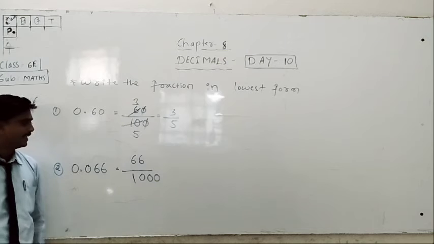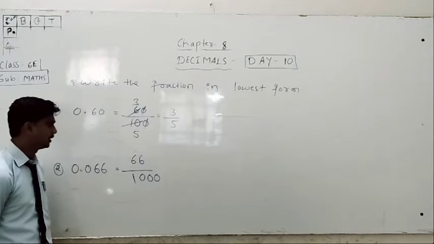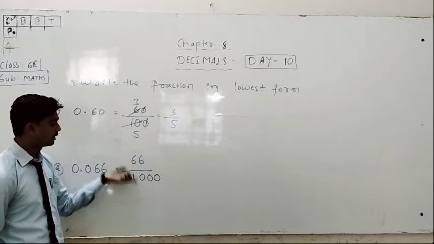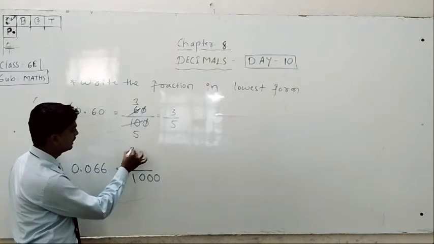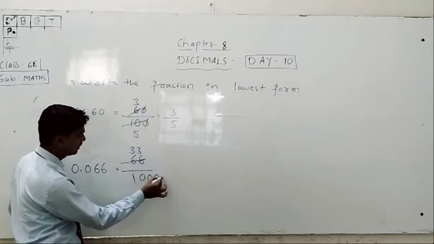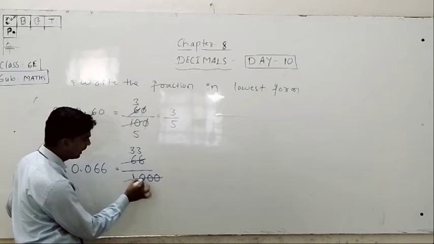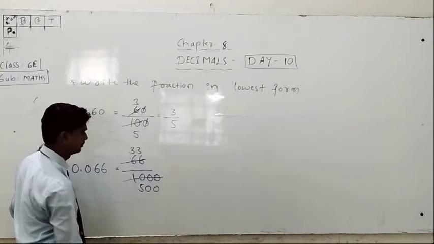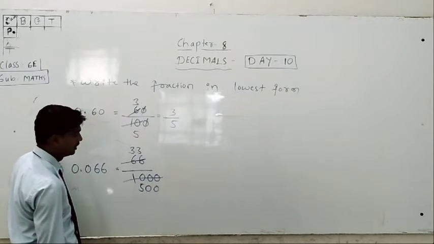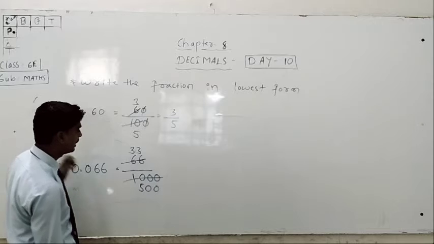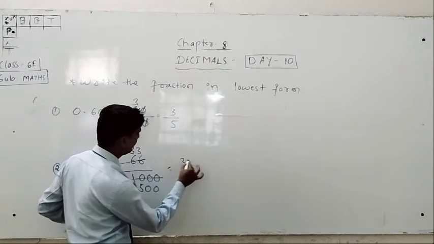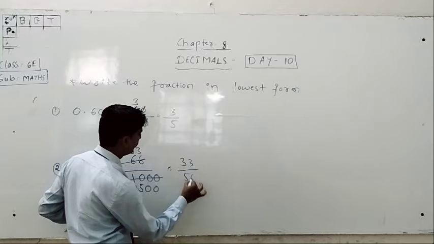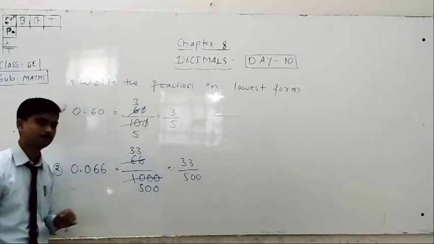Yes or not? Then you should search which table has this number. The 2's table. 2 3's are 6, 2 3's are 6, 2 5's are 10, 0 0. Then you have to take another number, the next number. Then you have to write here 33 by 500. It is the lowest form.